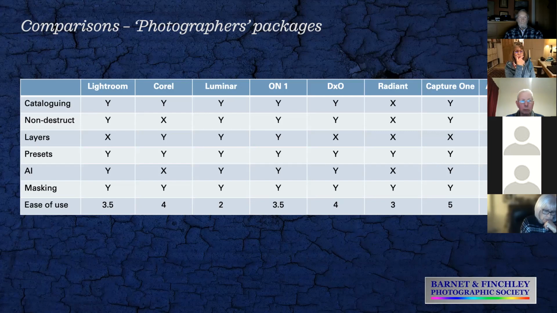DxO is missing the layers side, so you can't really do some of the compositing things that you can do in the others. And it is, again, quite a complicated workflow. Radiant, I don't understand why people would ever want it. It's actually quite limited. Capture One is very complicated, quite expensive, but it only covers the majority of things. And the Adobe Plan, which of course is Lightroom and Photoshop together, pretty well covers everything.